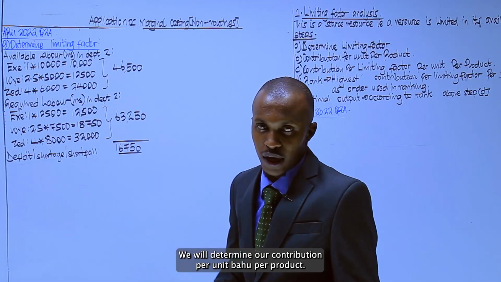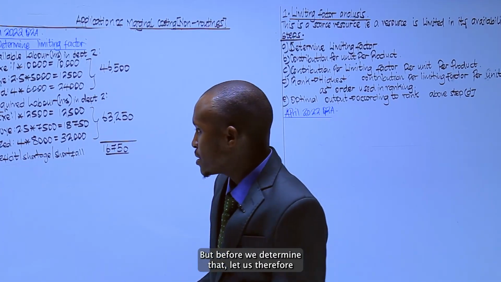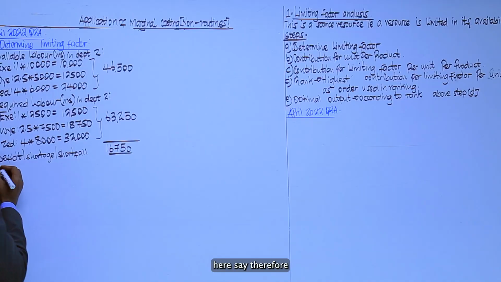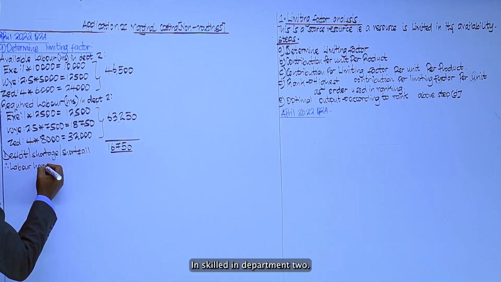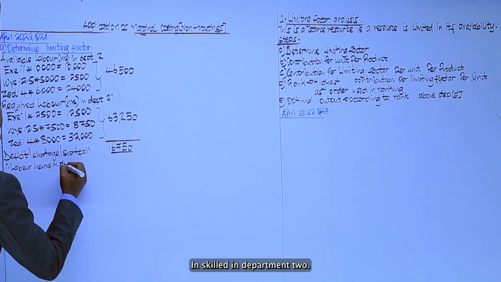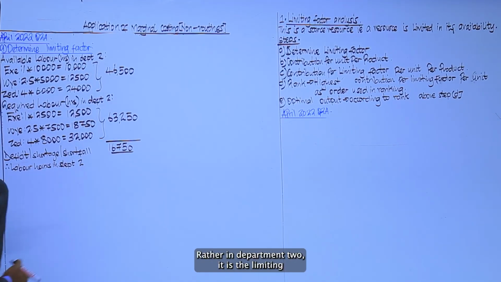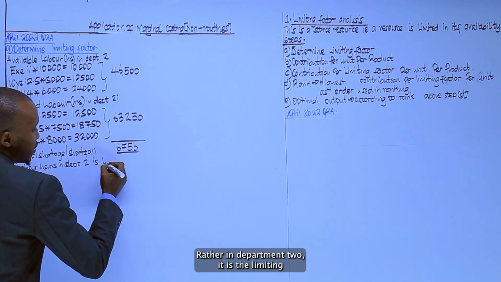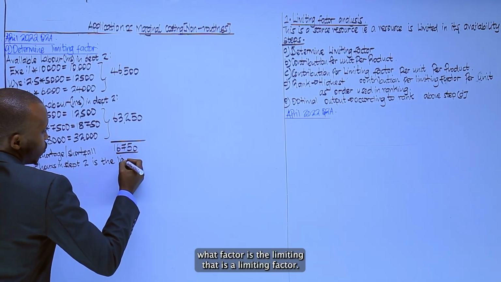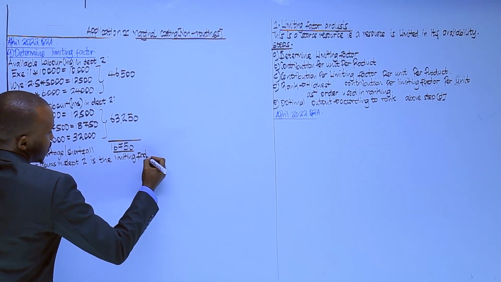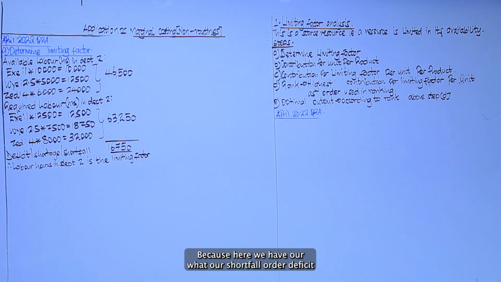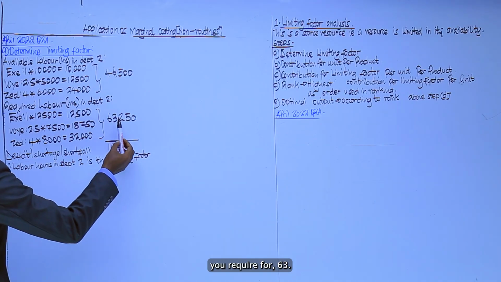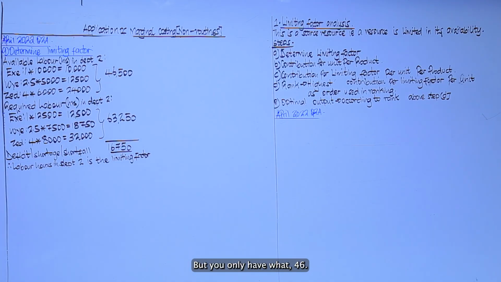For us to do that, now that we've determined our limiting factor, we will determine our contribution per unit per product. But before we determine that, let us therefore say your labor hours in skilled department 2 is the limiting factor. How do we know? Because here we have a shortfall or a deficit. You require 63, but you only have 46. You can only use what you have.